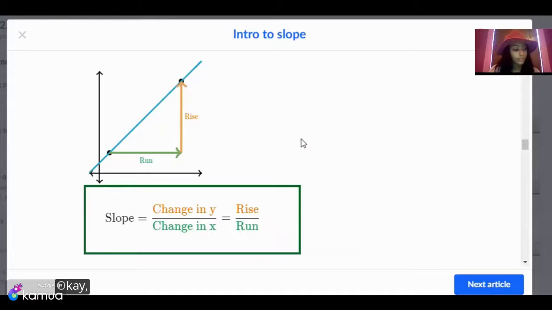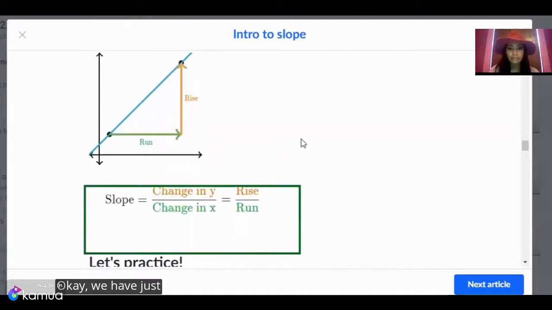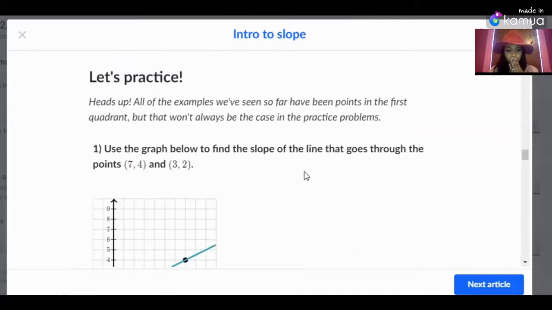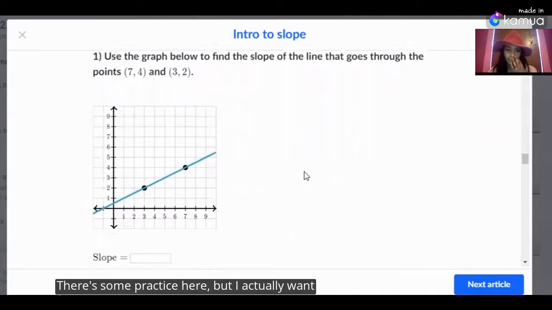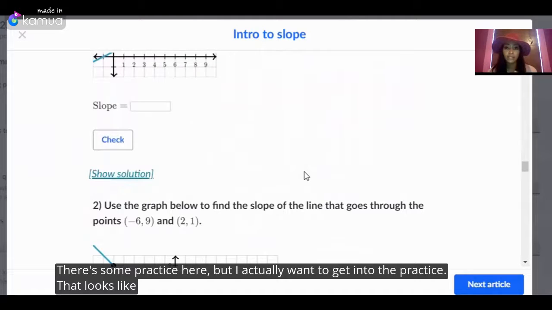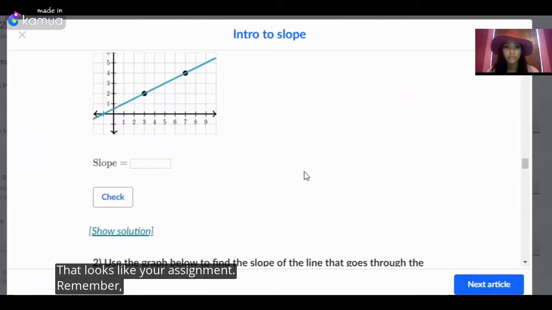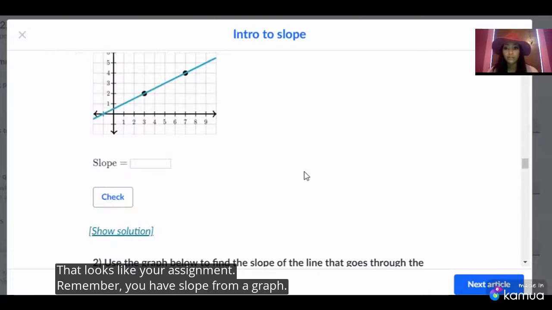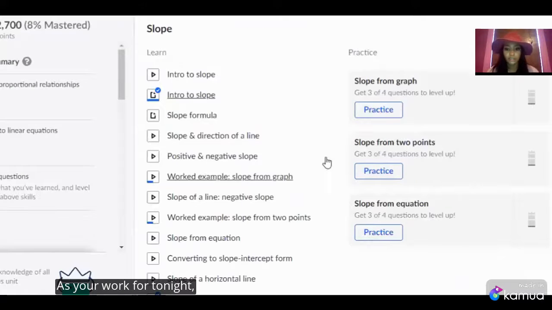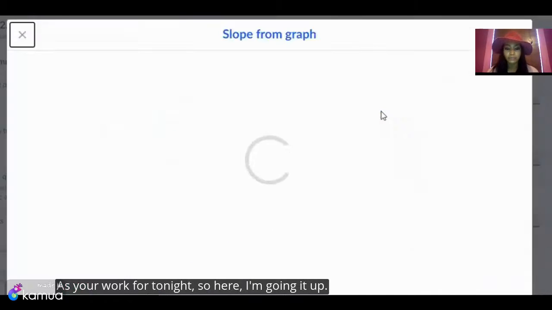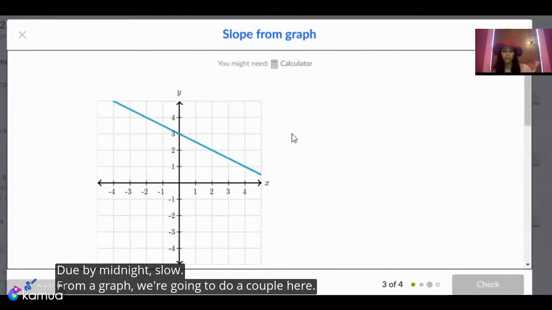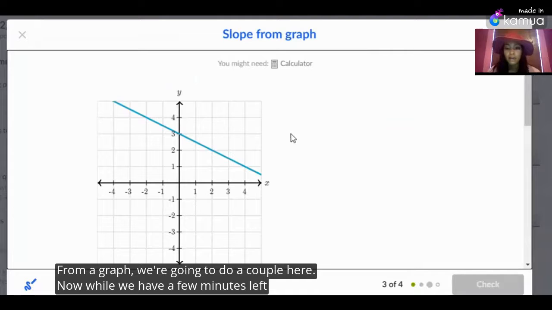Okay. We have just about 6 minutes left, not much time. There's some practice here, but I actually want to get into the practice that looks like your assignment. Remember, you have slope from a graph as your work for tonight. Right here, I'm gonna bring it up. Due by midnight, slope from a graph. We're gonna do a couple here now while we have a few minutes left.